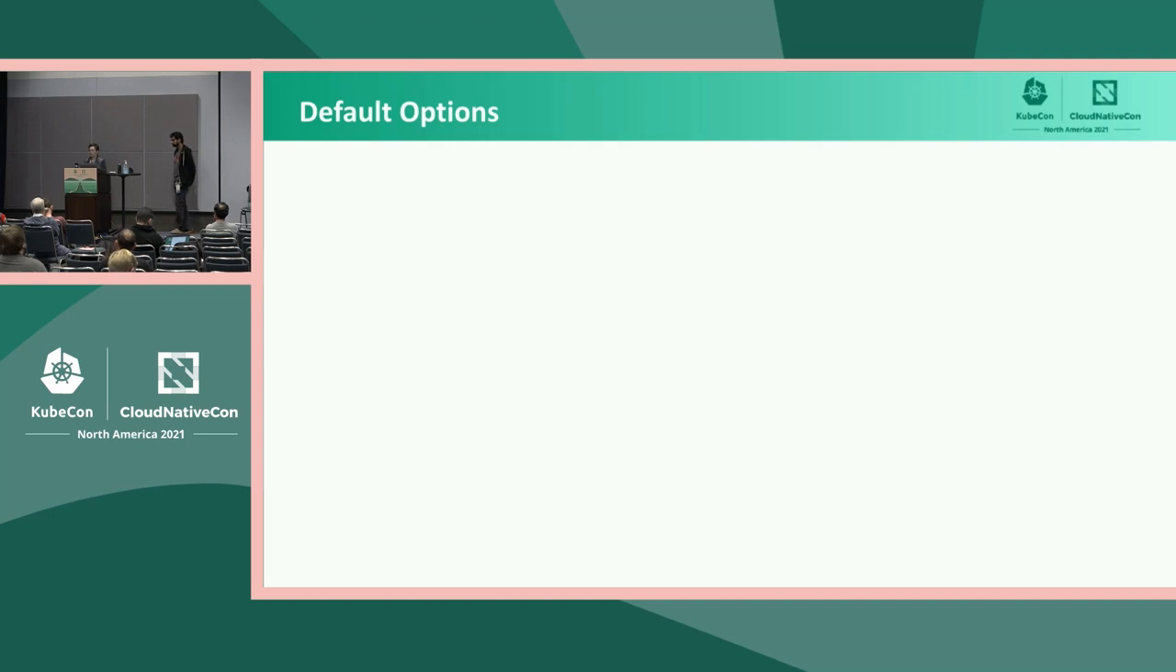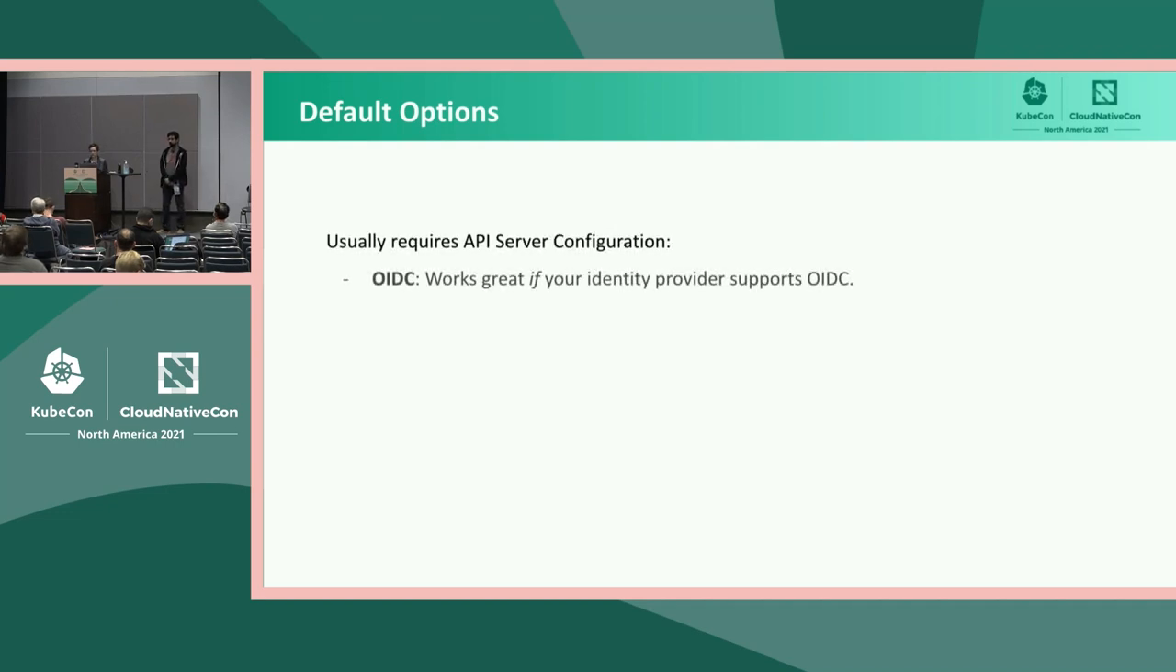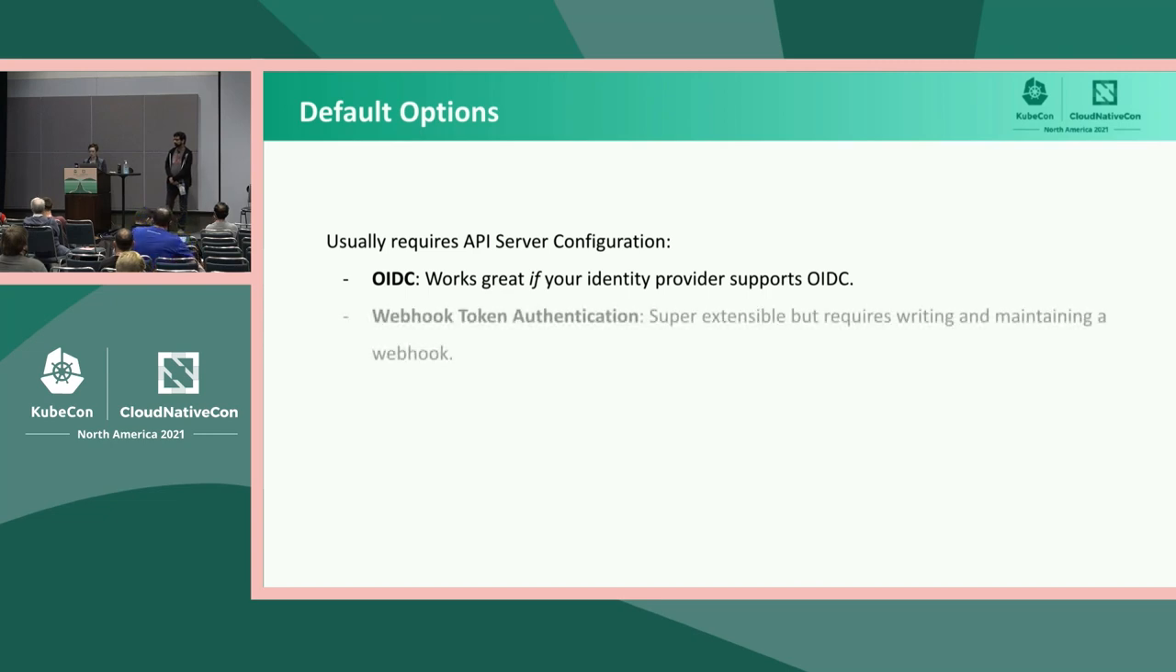Kubernetes has a bunch of extension points for authentication, so let's go through a few more. Starting with those that require API server configuration, we've got OIDC like we talked about on the previous slide. It works great if you have an OIDC compliant identity provider to work with. Another option is to create an authentication webhook. When a user provides a token to the API server, the webhook will call out to an external service to authenticate it. This is very flexible, but it requires you to write code and be responsible for that webhook.